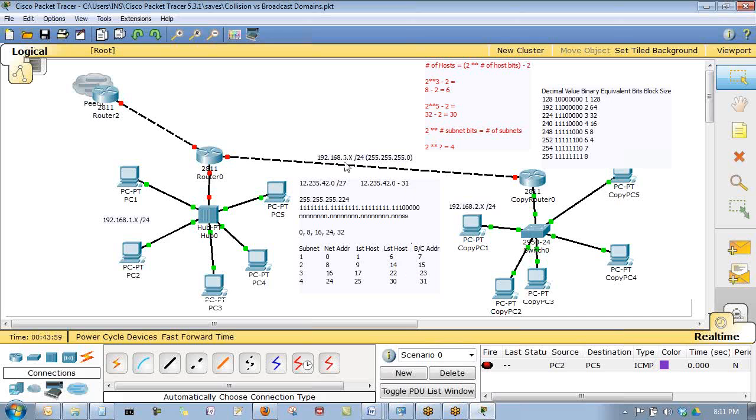How many IP addresses do I need for subnet 3? How many IP addresses do I need here? Well, I only have 2 connections on this entire subnet. I only have the connection on this router and the connection on this router. I only need 2 IP addresses. So as a result of that, I am wasting 4 IP addresses. Okay?